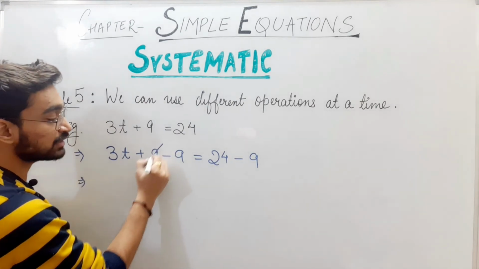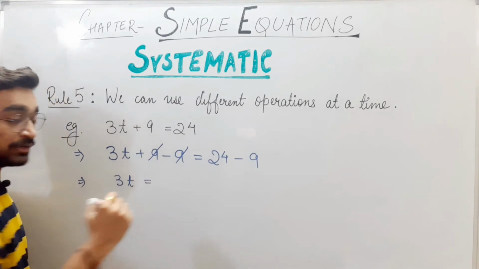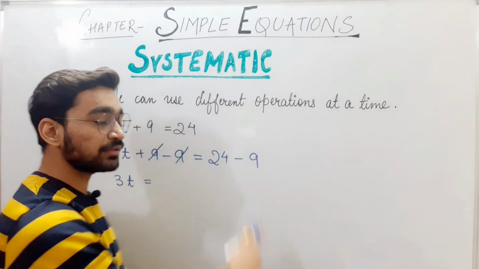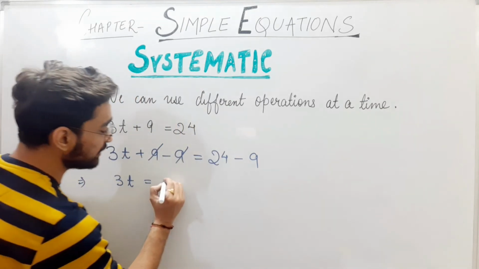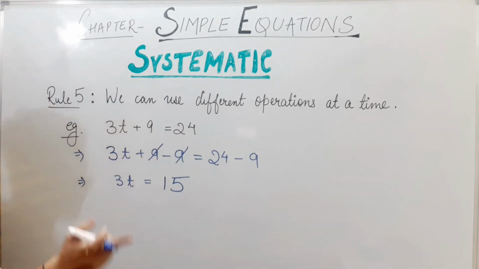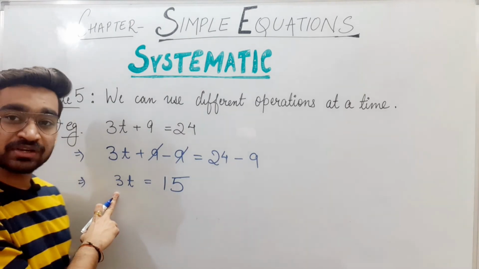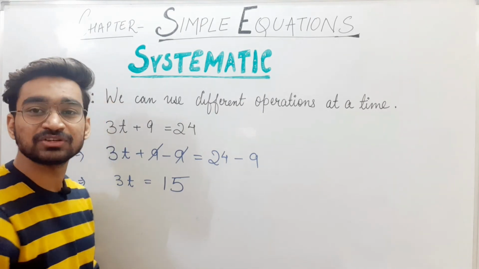What is left here? This will be cancelled out. 3t will be equal to, what is 24 minus 9? Yes, it will be 15. Now this 3 is in multiplication here. So what will I do? I will divide both sides of the equation by 3.